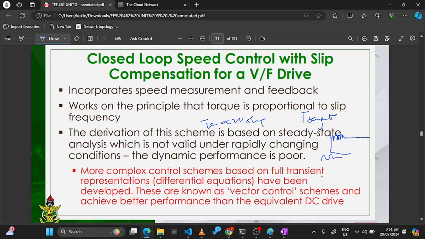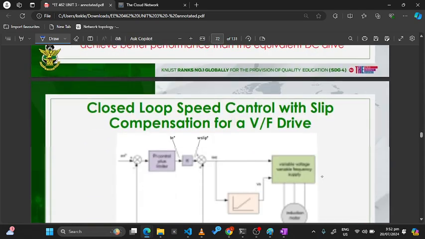If this analysis doesn't take the transient state into consideration, like the percentage overshoot, and it's only considering the steady state, then its dynamic performance may be poor, because you don't know what happens in the transient state, or if something changes right now, you don't know how the motor will react to it. So more complex schemes based on full transient representation, that's differential equations, have been developed. These are known as vector control schemes, and they achieve better performance.